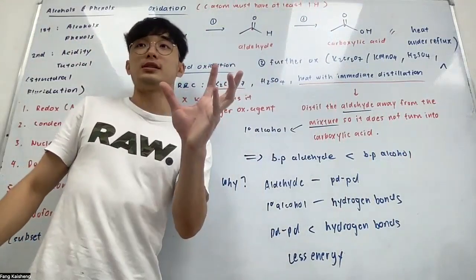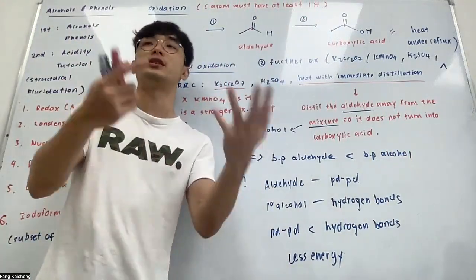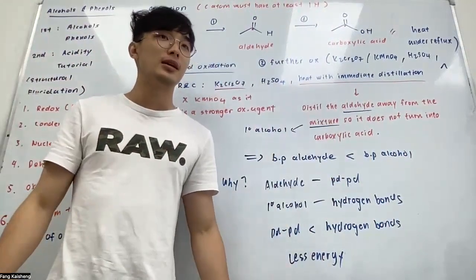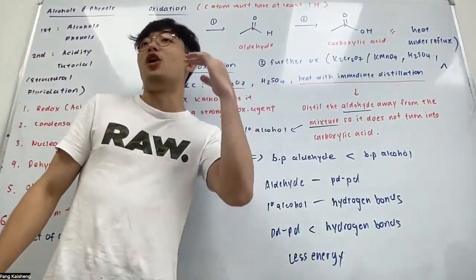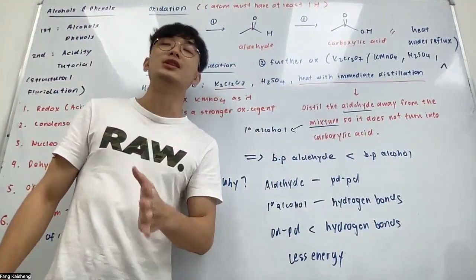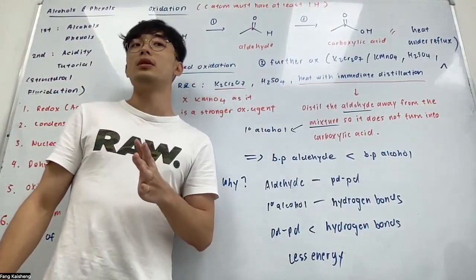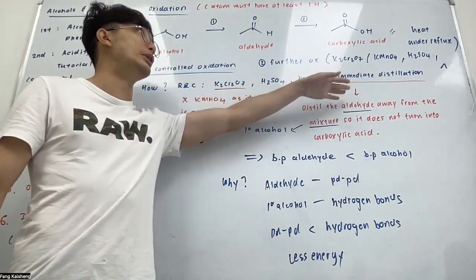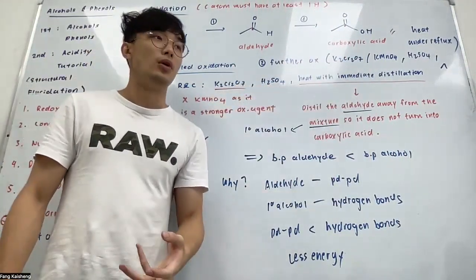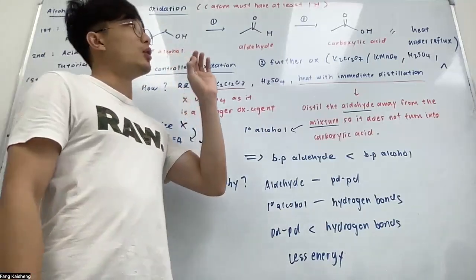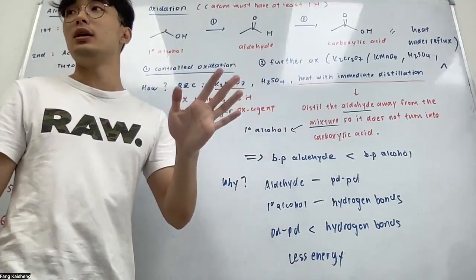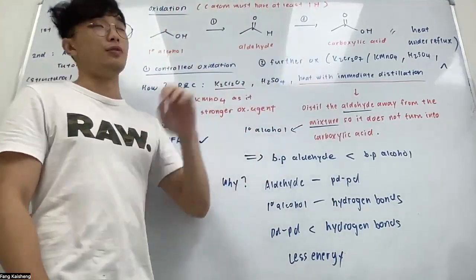A reflux is short for a reflux condenser. It's just an apparatus, a physical object. Heat under reflux means you heat for a very long period of time. You constantly heat it. It's the direct opposite of immediately distilling the product out. The idea is that organic reactions take hours, so you need to keep heating, heat under reflux.